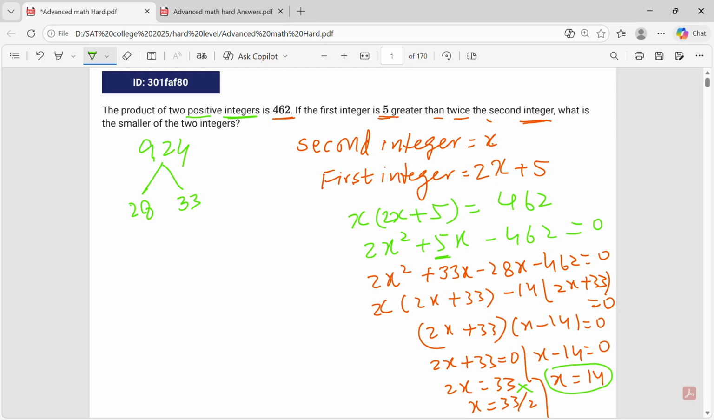Okay, this algebraic method is okay for Algebra 2, but it is not recommended in the SAT, because in the SAT Desmos is far easier than this method. So let's do the same question using Desmos.